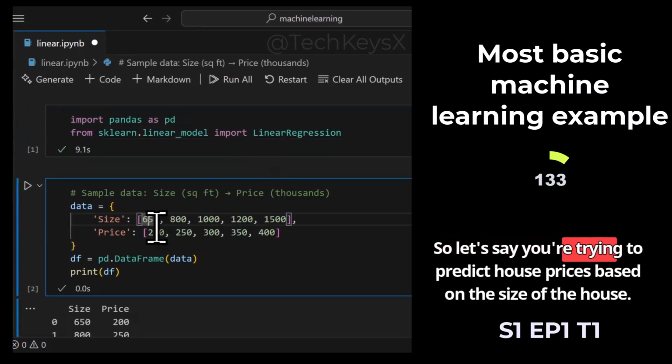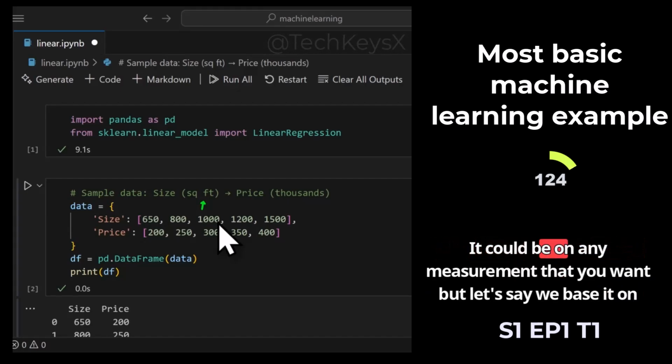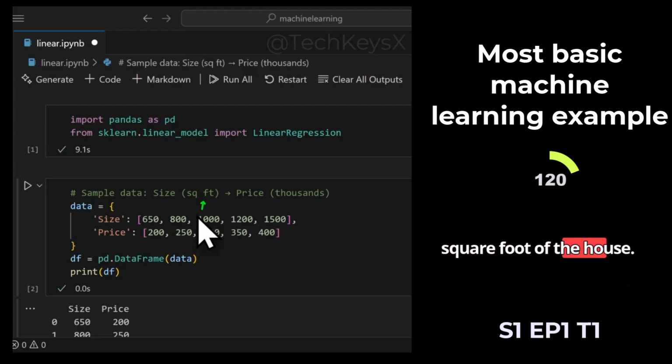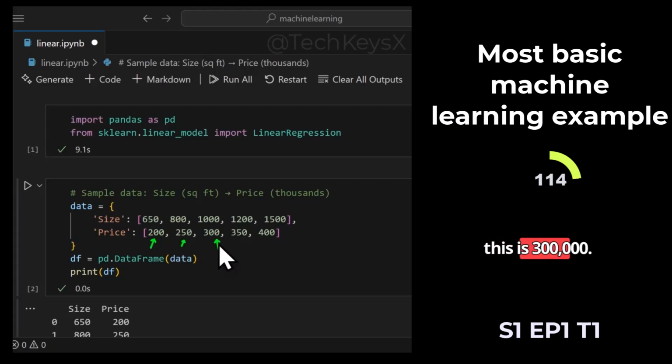So let's say you're trying to predict house prices based on the size of the house. The house size is in square feet. That's just a measurement and you don't really need to worry about that. It could be any measurement that you want. But let's say we base it on square foot of the house. And the price over here, we are keying in thousands. So this is 200,000, this is 250,000, this is 300,000.